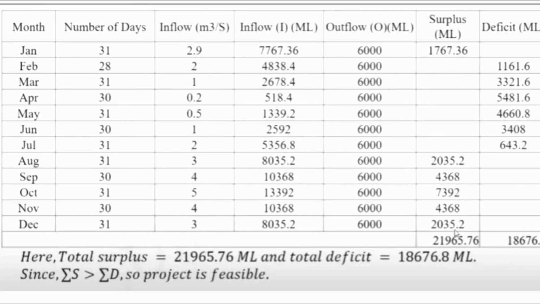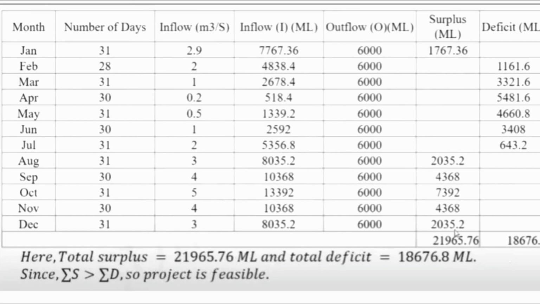In this question, we have the months January to December, the inflow rate for the given months, and the demand, that is 6,000 million liter per month. Here inflow is given in meter cube per second and outflow in million liter per month. So in this question we have to calculate the inflow in million liter.